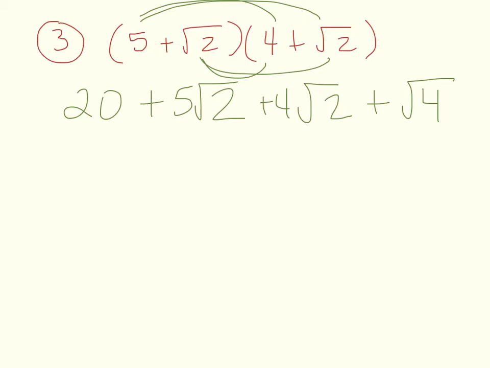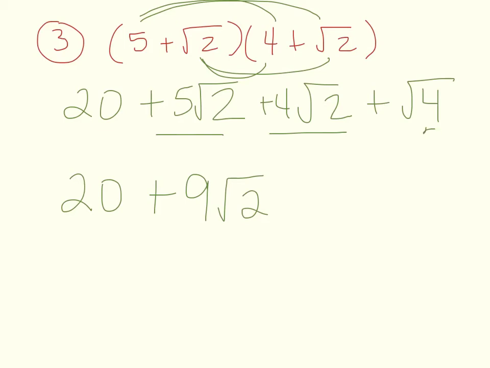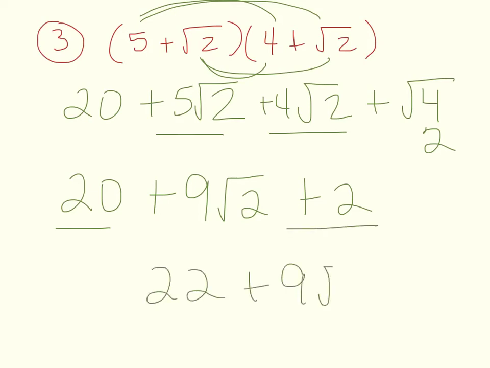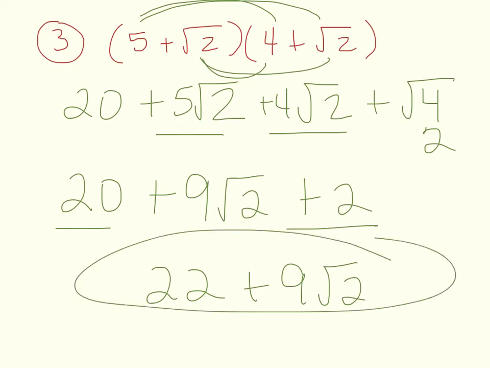Okay, so now you look at what you can put together. We can put these two together. So we have 20 plus 5 square root of 2 plus 4 square root of 2 is 9 square root of 2. And then what is the square root of 4? 2. So this is plus 2. Okay, now we keep simplifying. We can put those together. So you have 22 plus 9 square root of 2. And since that one has a square root of 2, this one does not. You can't do anything else. So that's your answer.